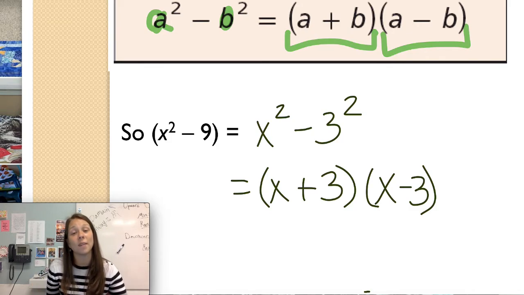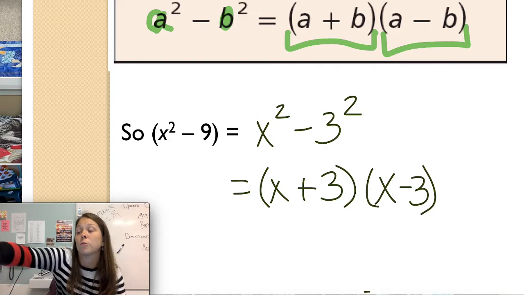Again, this is not a method you have to use, but it is a method you can use if you think it would be helpful for you.